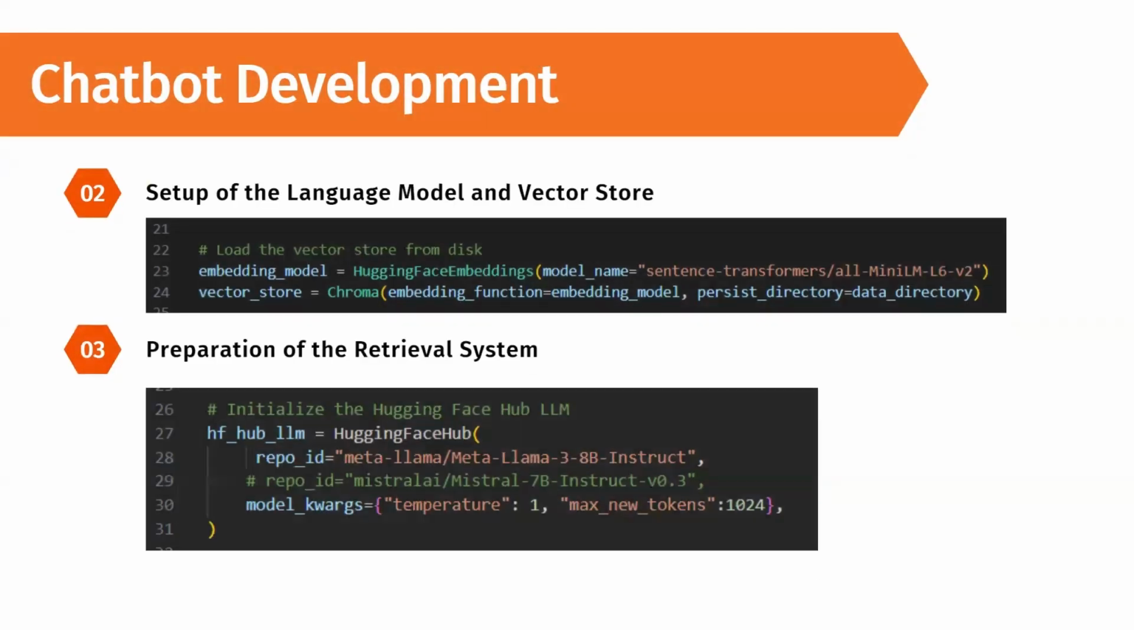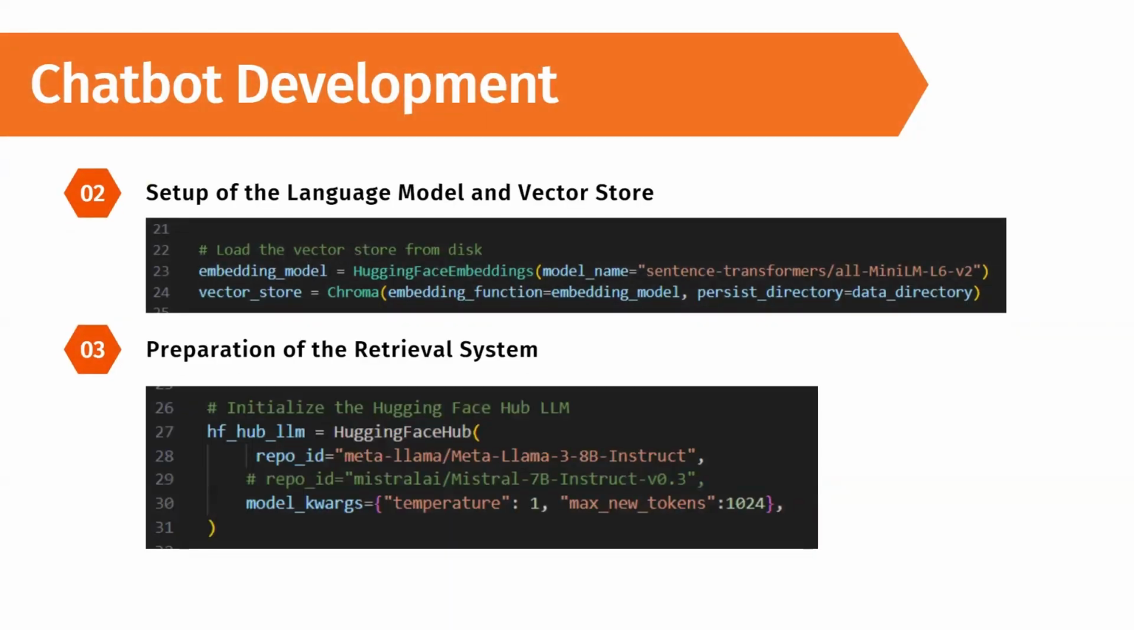Now, setup of the language model and vector store by initializing the HuggingFace embeddings model to process and embed textual data, and then configure Chroma as the vector database to store these embeddings, which facilitate efficient retrieval based on semantic similarity. For step 3, set up the retrieval QA system from Langchain, incorporating the HuggingFace language model.